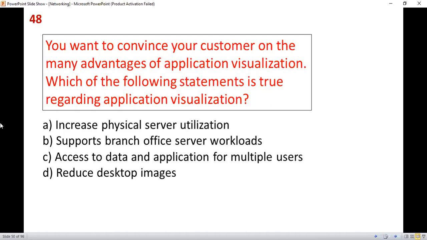Okay, the answer for this question will be D, reduce desktop images. If you want to convince your customer, then the advantage of application virtualization will be the answer: reduce desktop images.